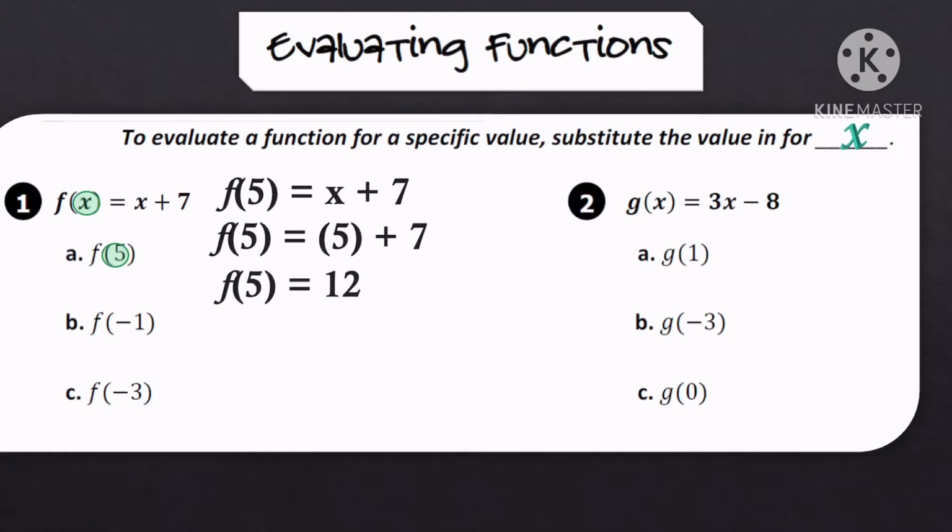Then I'm going to go and do the math. What that means is when it says f of 5 equals 12, it basically means when my x value is 5, my y is 12. So the ordered pair here would be 5, 12. Do we understand? I want you to try B and C on your own.